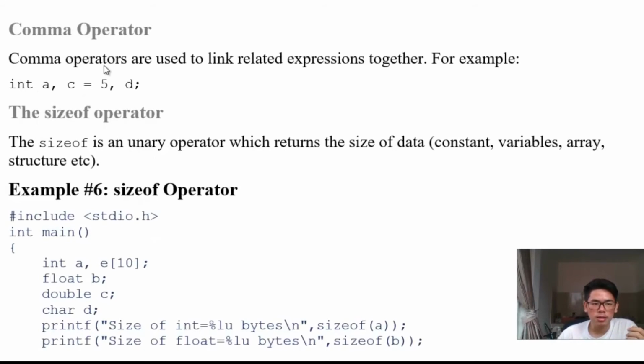And we have the comma operator. The comma operator is used to link related expressions together. For example, like what we have used before, variables A, C, and D, and we separate them by a comma.